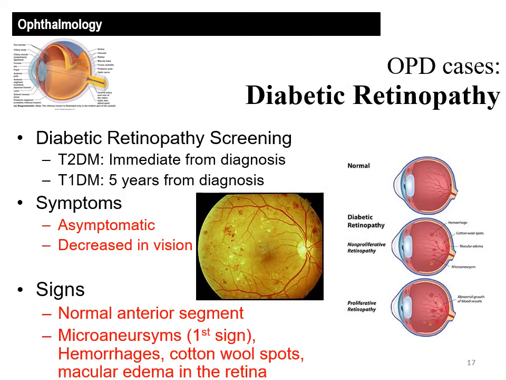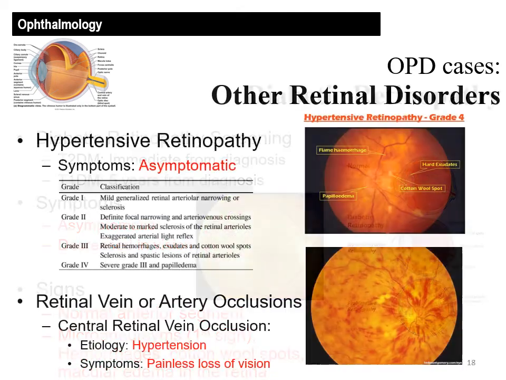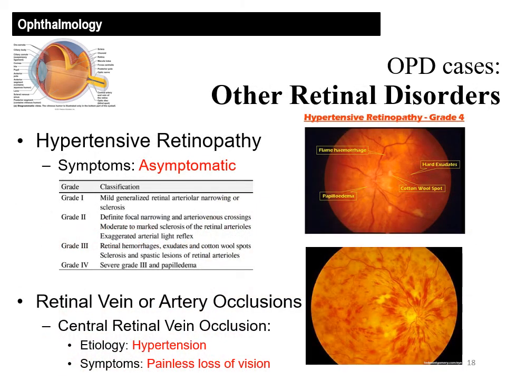Patients with diabetic retinopathy usually do not have any vision complaints early on in the course of their disease. It is very important to stress the need for screening and serial follow-up on these patients. Hypertensive retinopathy is usually asymptomatic.